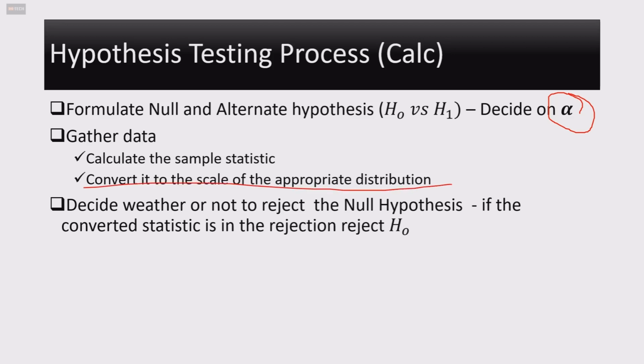Then after you have done that, the next step is to decide whether or not to reject the null hypothesis if the converted statistic is in the rejection region. Region, comma, then reject H0. So if the converted statistic is in the rejection region, then you reject H0.